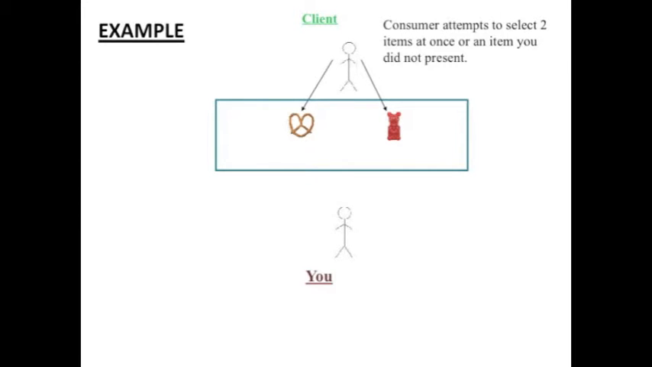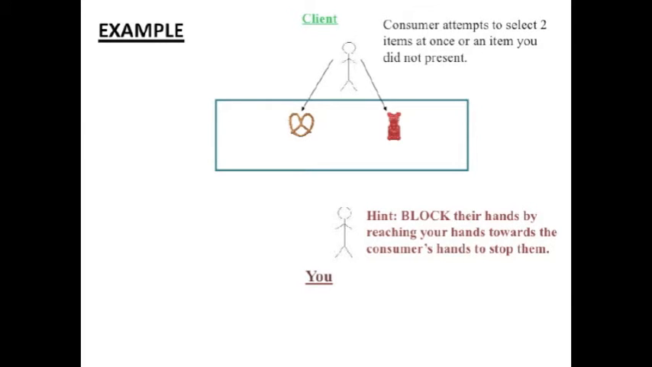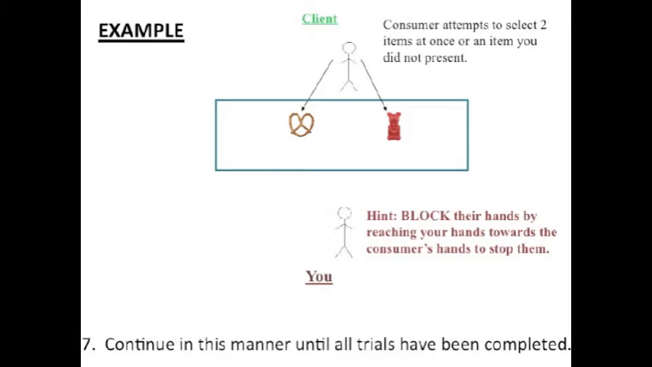Consumer attempts to select 2 items at once, or an item you did not present. Here's a hint. Block their hands by reaching your hands towards the consumer's hands to stop them. Continue in this manner until all trials have been completed.